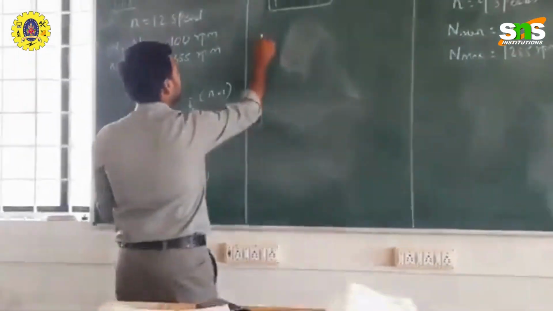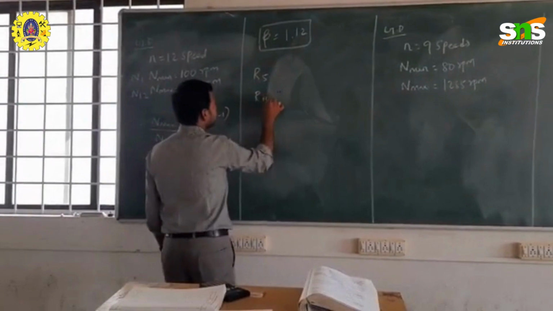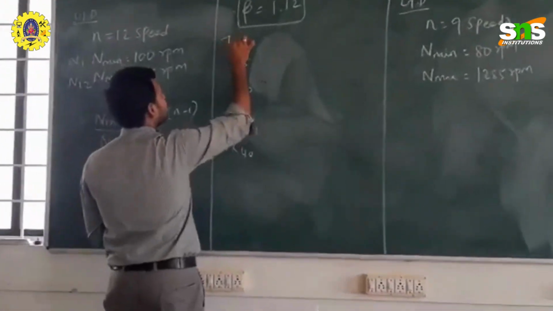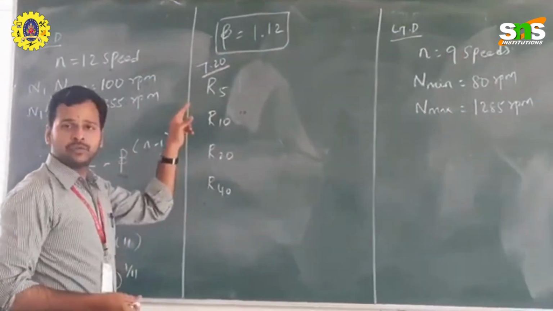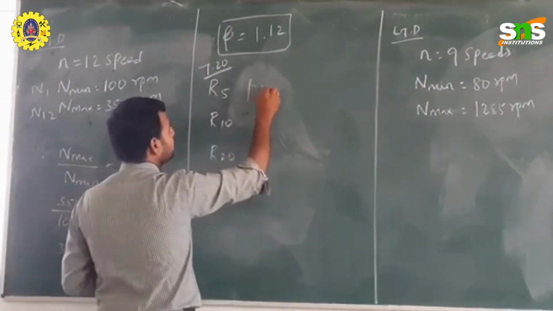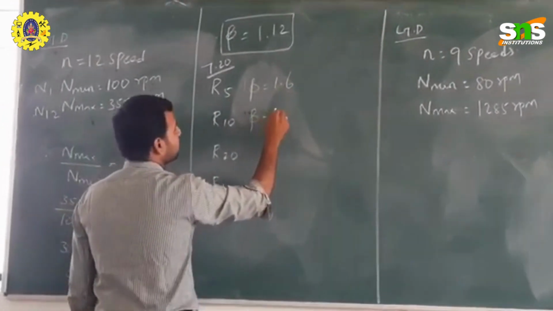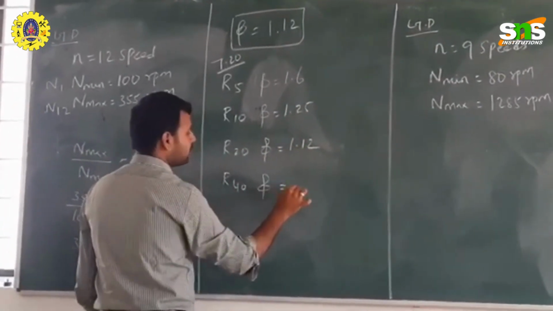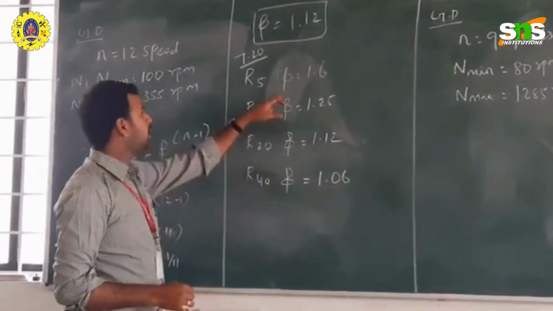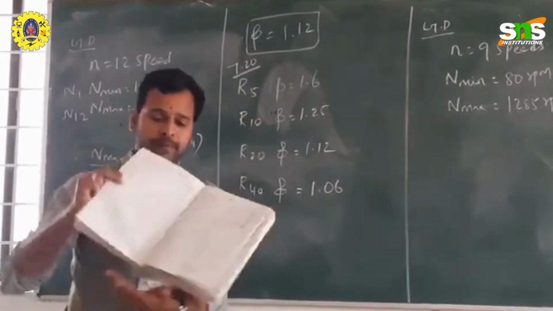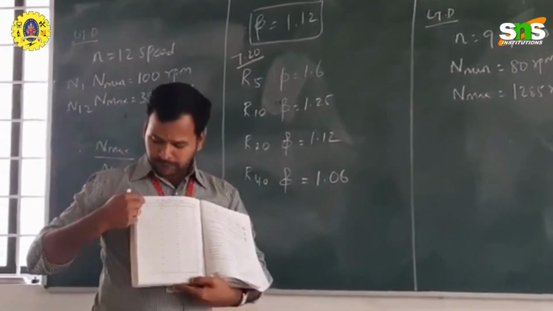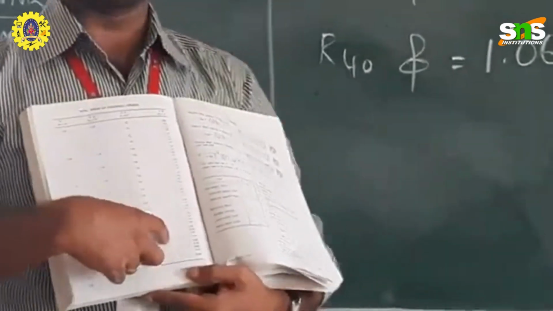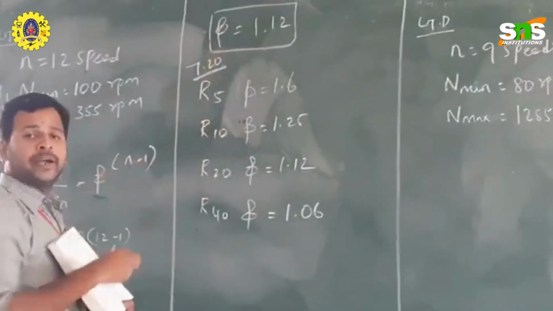Just listen carefully. The R5, R10, R20 and R40 series are available in our standard data book, page number 7.20. Respectively, the R5 psi value is 1.6, R10 is 1.25, R20 series is 1.12, and R40 series is 1.06. These are the standard values on page 7.20. Could you refer to the R5, R10, R20 and R40 series? Among the series, we got the value of 1.12.